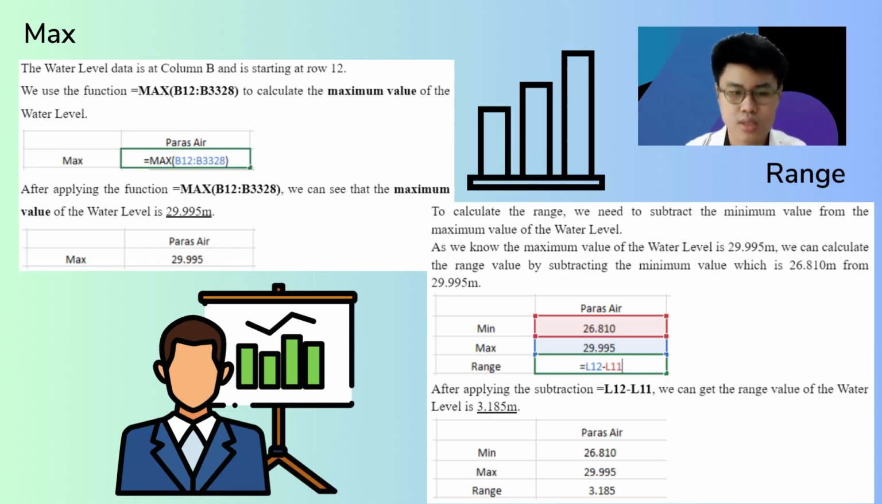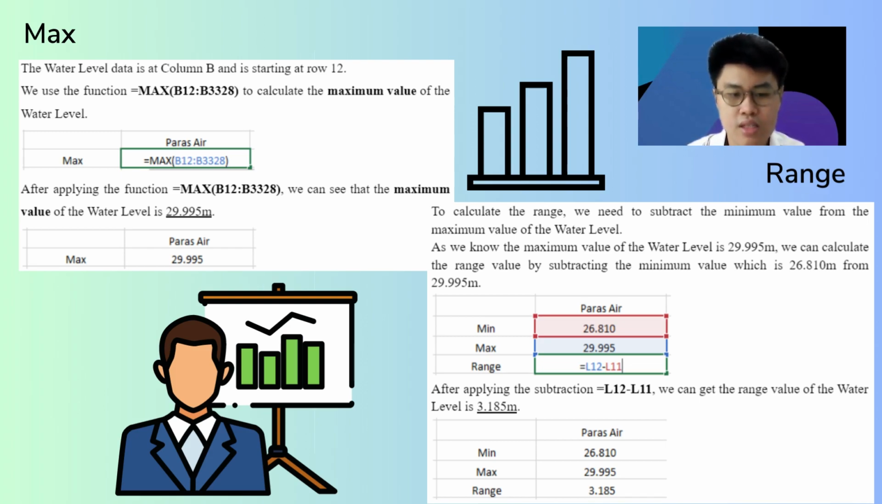Next, we calculated the max. Same for maximum value. We use the same data at column B and is starting at row 12. We use the function max in bracket B12 to B3328 to calculate the maximum value of the water level. After applying the function, we can see that the maximum value of the water level is 29.995 meter.